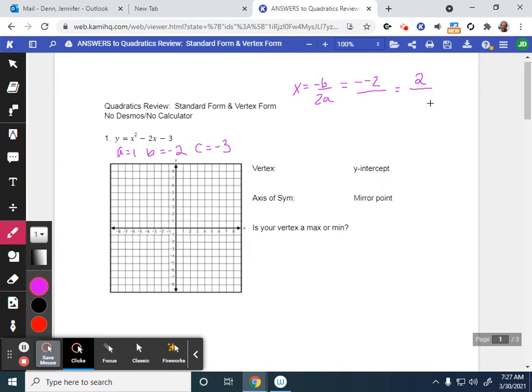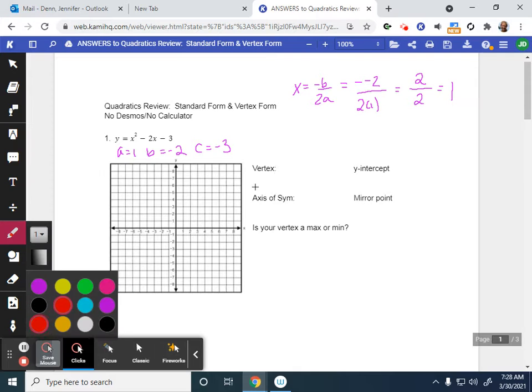Be really careful with that, you've practiced that and you understand. On the bottom, we have 2 times a, which is 2 times 1. And then we have 2 over 2. So the x value of the vertex is 1.